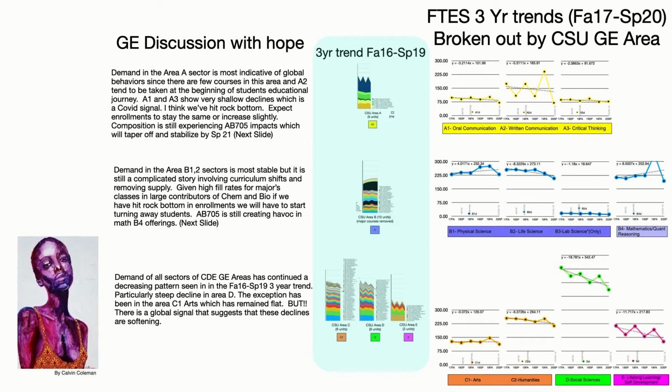And the demand for the sectors C, D, and E GE areas has continued a decreasing pattern seen in the previous 3-year trends. C1 has remained flat or increasing. The arts, humanities, and Area D have shown the same types of decreases seen in Area A1 and A3, non-AB 705 related decreases. And Area E is also decreasing at a slightly higher rate than the other areas.